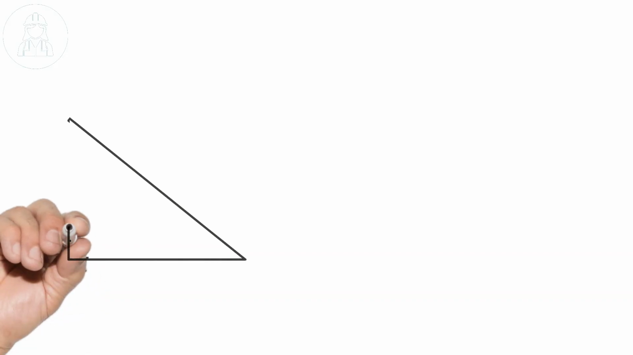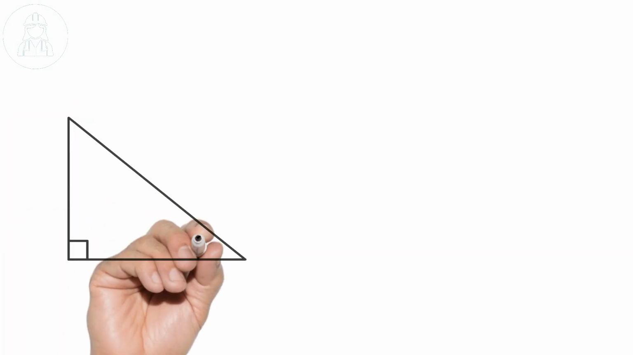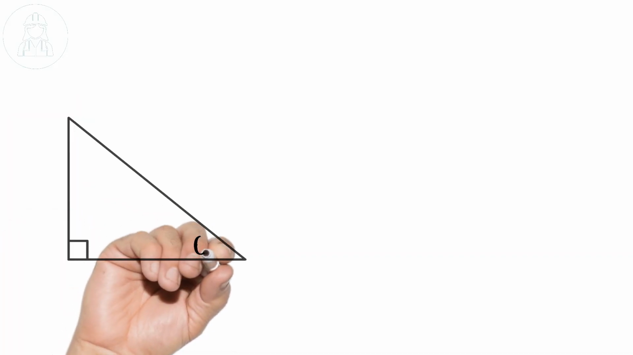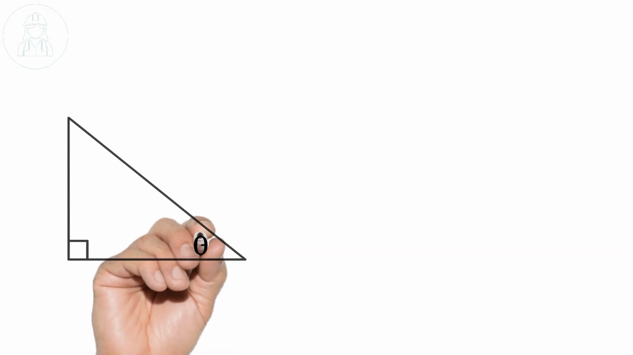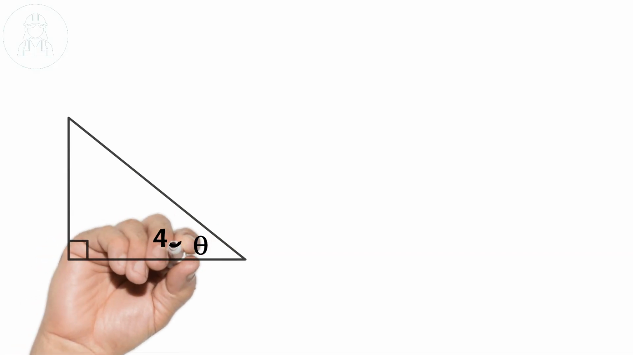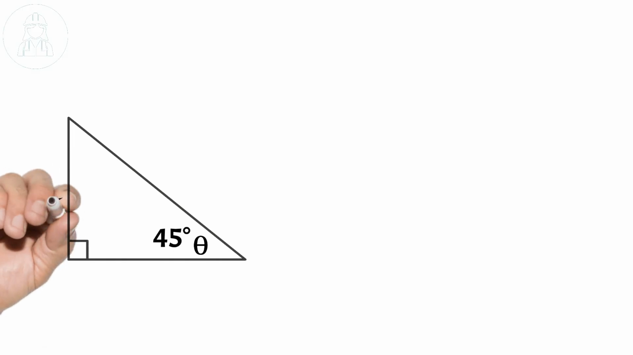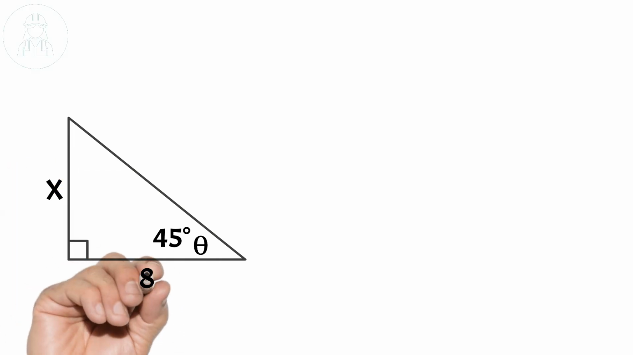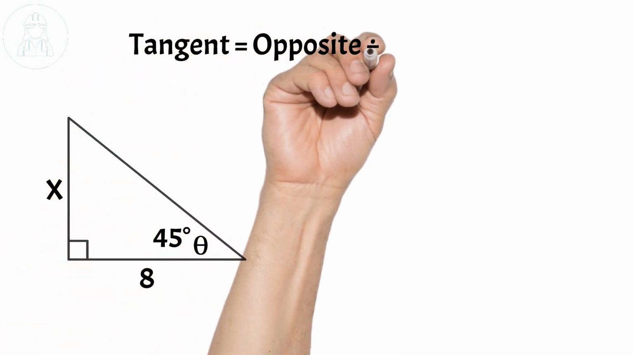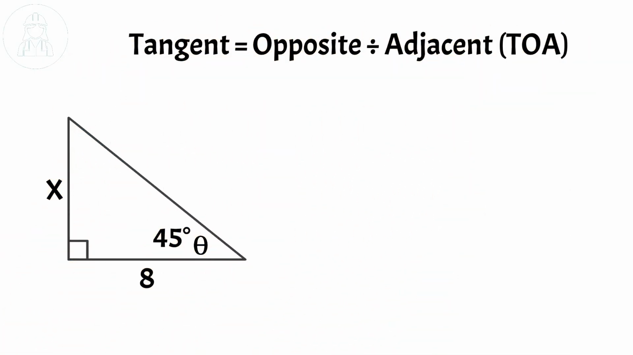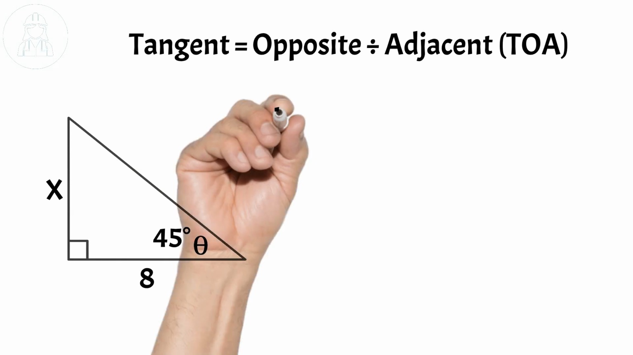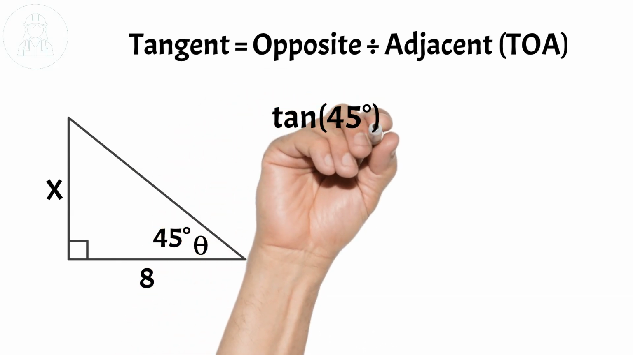We're given an angle of 45 degrees, and we're told the adjacent side is 8. The goal is to find the opposite side. Which trig function connects opposite and adjacent? That's right, tangent. Remember, TOA, tangent equals opposite over adjacent. So we set it up.